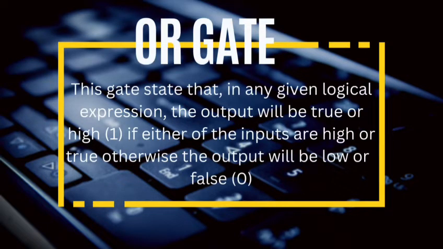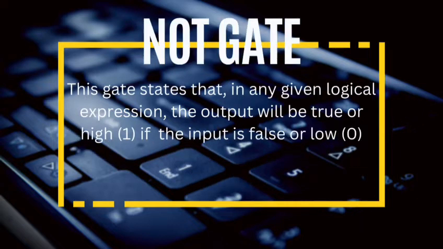The OR gate states that in any given logical expression, the output will be true or high if either of the inputs is high. So it means that when you have just one high input, the output will definitely be high. And like I said earlier, you have 1 as high, true as high, 0 as low, and false as low.